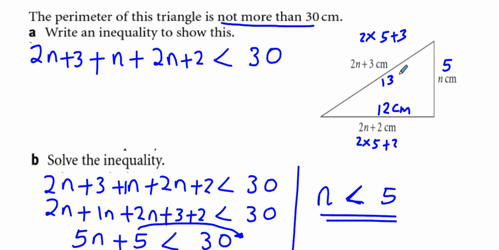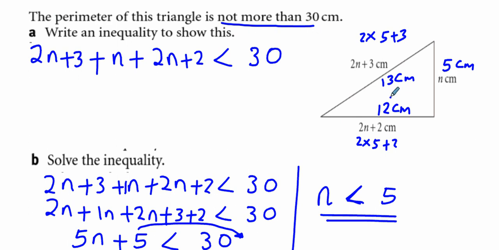This side will be 13 centimeter, and this side will be 5 centimeter. Now, if you add all sides, 12 plus 13 plus 5, what do you get? 12 plus 5 is 17. Okay, 17. Now 17 plus 13, you get 30. And here they're saying the perimeter of this triangle is not more than 30.